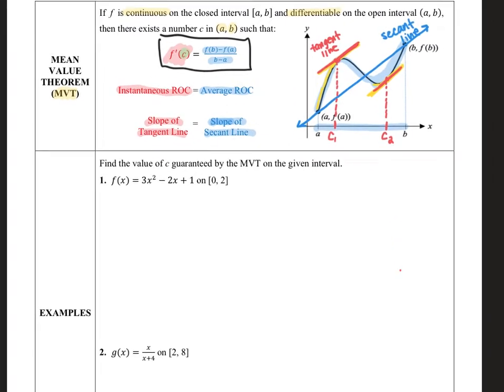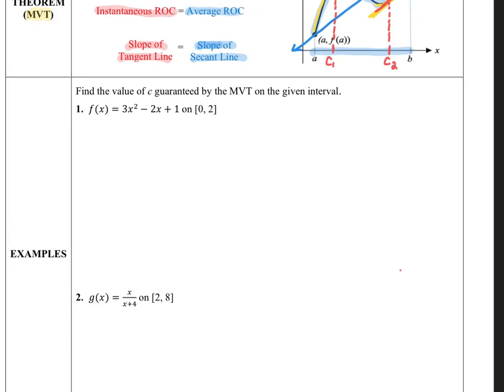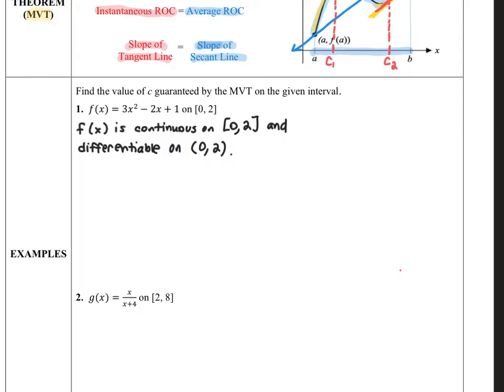Let's take a look at an example using the MVT. And the first thing we have to do with any MVT problem is state that we have met the requirements, that is, that our function is continuous and differentiable. And I just make a statement saying that f of x is continuous on the closed interval from 0 to 2 and differentiable on the open interval from 0 to 2. And how do I know that? Well, this is a polynomial function, which is continuous and differentiable, so you just make that statement. And I'm going to pull down that formula that I have above.